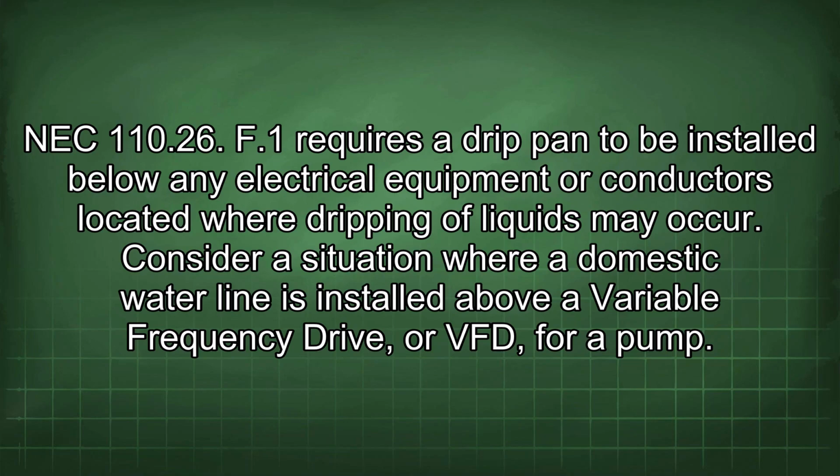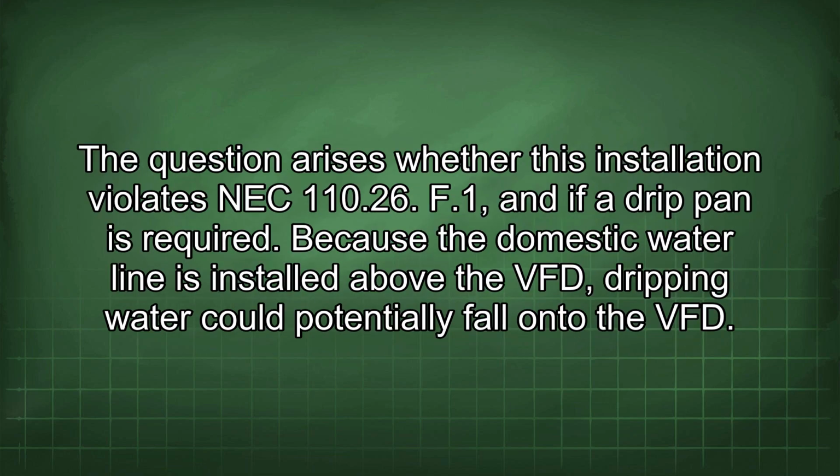NEC 110.26(F)(1) requires a drip pan to be installed below any electrical equipment or conductors located where dripping of liquids may occur. Consider a situation where a domestic water line is installed above a variable frequency drive, or VFD, for a pump. The question arises whether this installation violates NEC 110.26(F)(1), and if a drip pan is required.